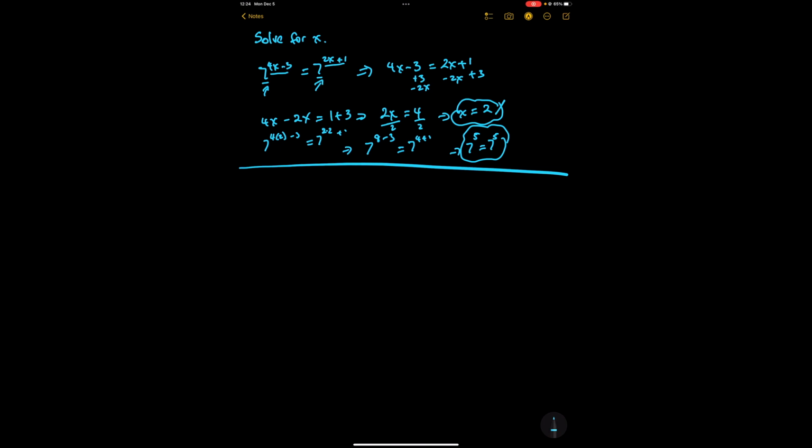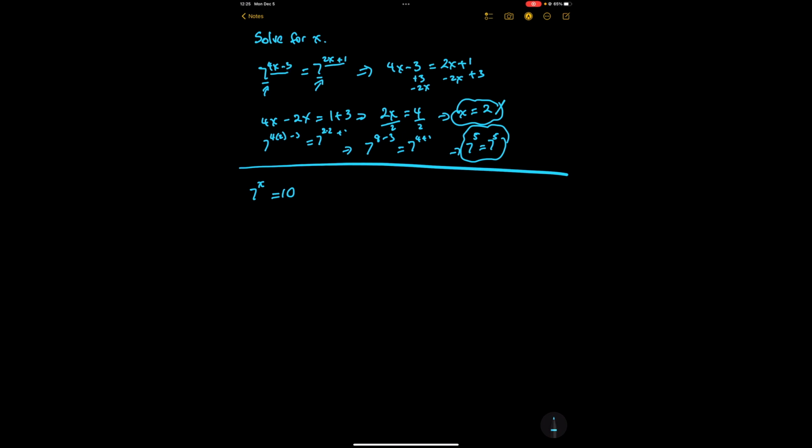Now, what happens if you don't have the same base? Okay, now we're going to get to something that is a bit more complicated. So for instance, let's say we have 7 to the power of x equals 10. What are we going to do for that one?